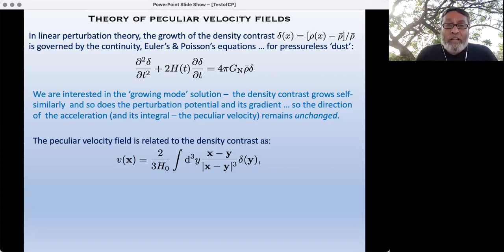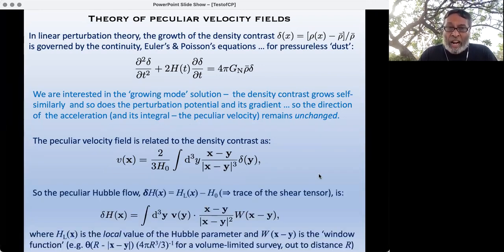So how do you calculate the peculiar velocity field? Well, that's just Newton's law. I just calculate 1/r², which is in this kernel here. And I can therefore work out this peculiar flow, which is just the trace of the shear tensor for those experts here. In practice, to measure that, I have to use some kind of a filter, some kind of a selection function, which is dictated by the astronomical survey. So for example, if I have a volume limited survey, you can see intuitively it has to be some kind of a top hat function. And I then calculate this, and from that I know what the fluctuations will be in the velocity.